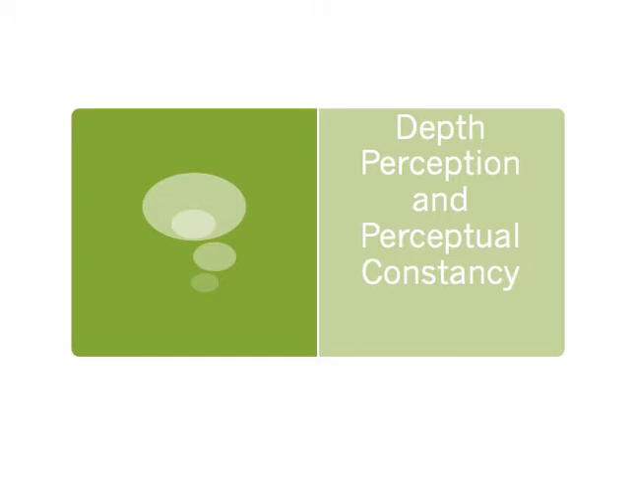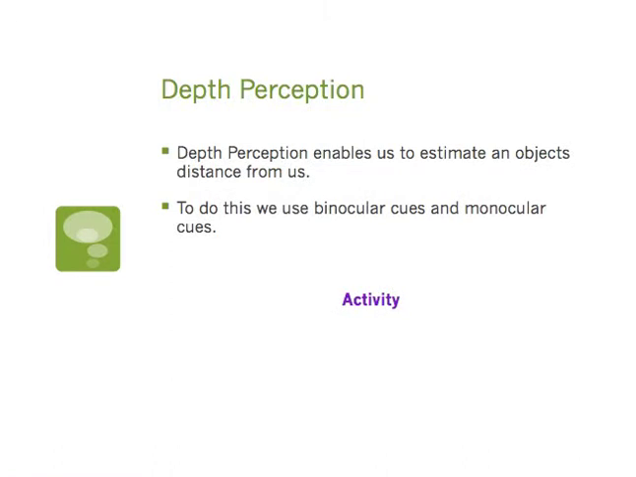In this video, we will explore how we use binocular and monocular cues to perceive the world in 3 dimensions and perceive motion. Depth perception is the ability to see objects in 3 dimensions, although the images that strike the retina are 2-dimensional. It allows us to judge distance.